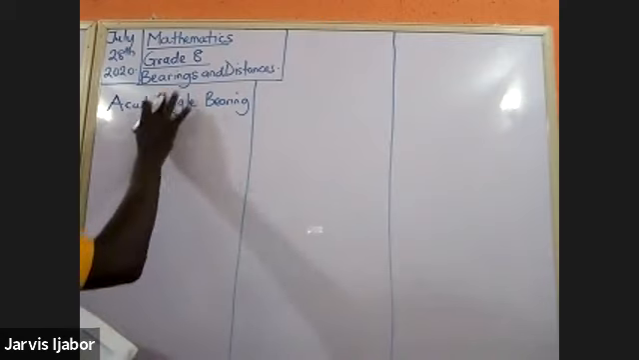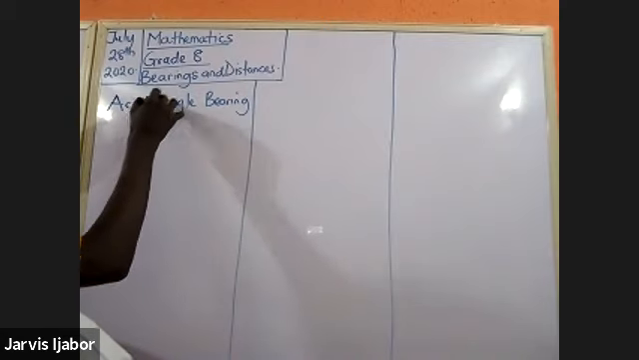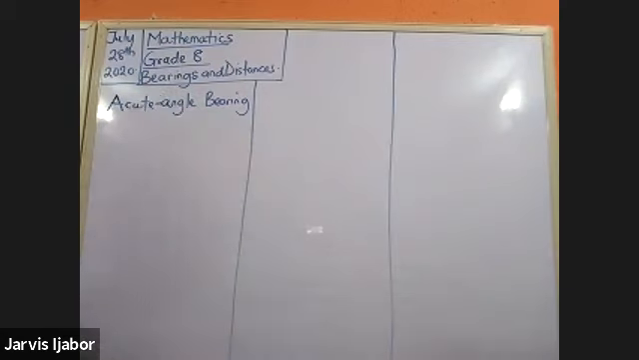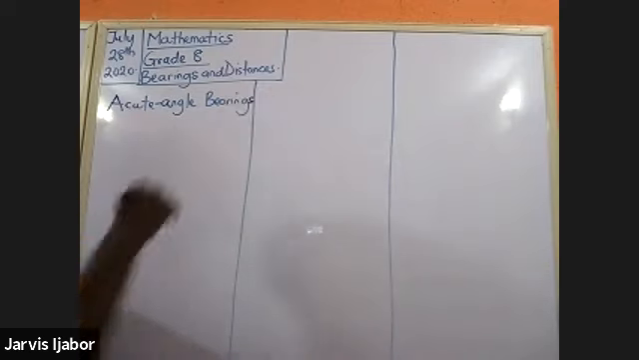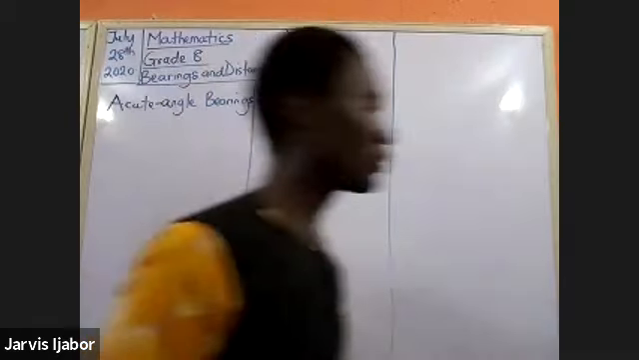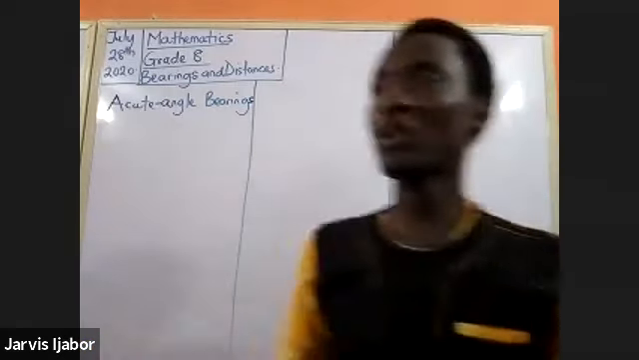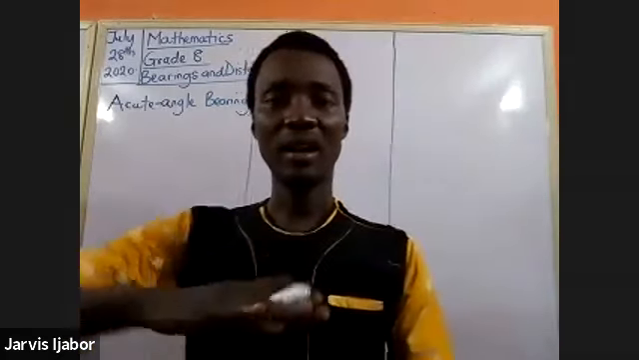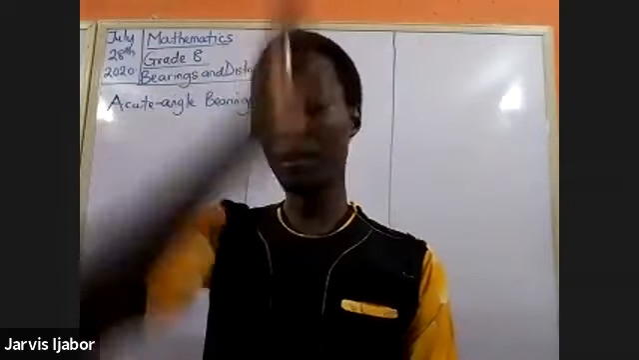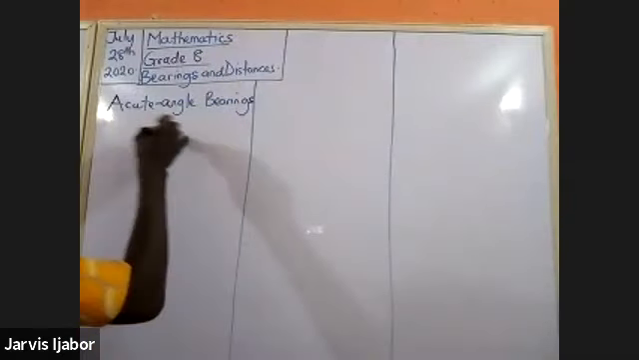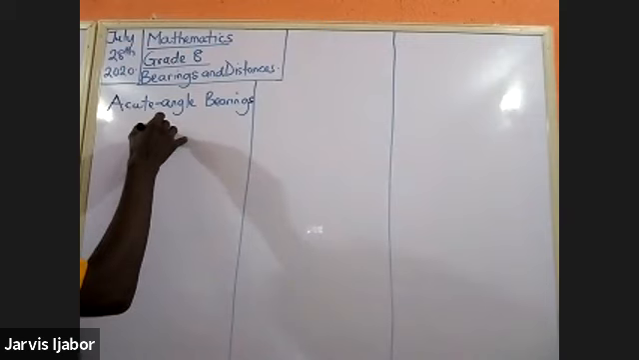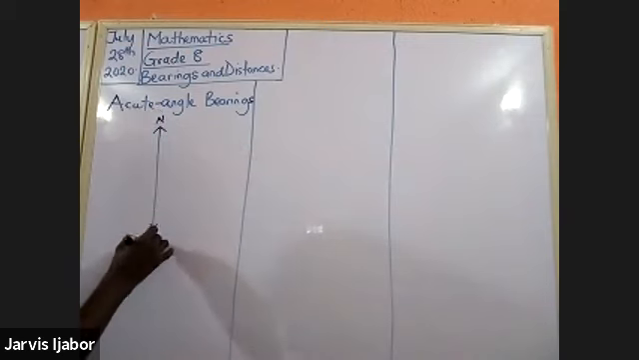Acute angle bearing, or bearings, is a compound word. Now, the concept of acute angle bearing is a concept of having two referral points, the north and the south.